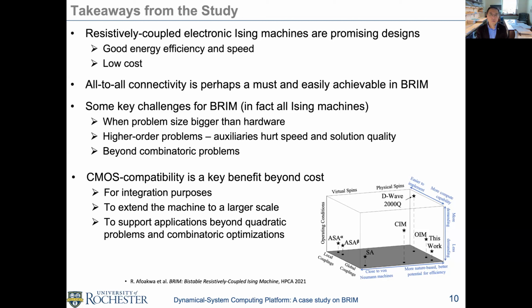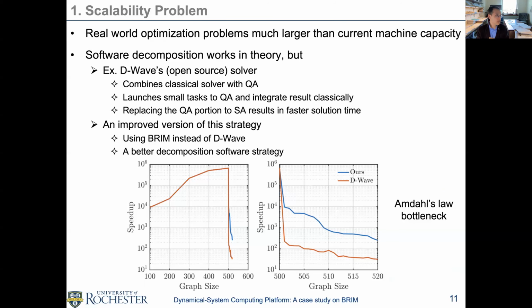And so when you do convert, you will see that you need a lot of auxiliary spins that hurt not only the speed, but also the solution quality. And also we want to go beyond combinatorial problems. So in this case, CMOS compatibility, I believe, is a key contributor to allow us to tackle this. So I'm going to show you 3 examples very quickly if I have the time. So the first, scalability problem. So let's start with the problem.